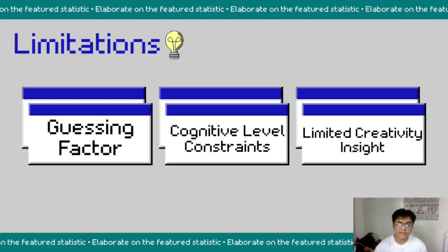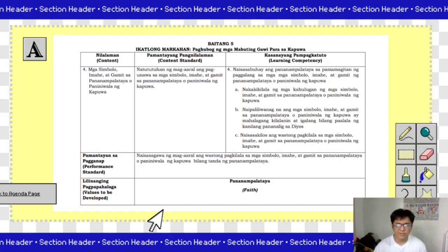Limited creativity insight. So, this type of assessment cannot measure writing, reasoning, argumentation, or performance-based skills. For example, a multiple choice test cannot reveal how well a student constructs an essay or designs a project. So how do we develop items? So in my case, we will develop matching type items.